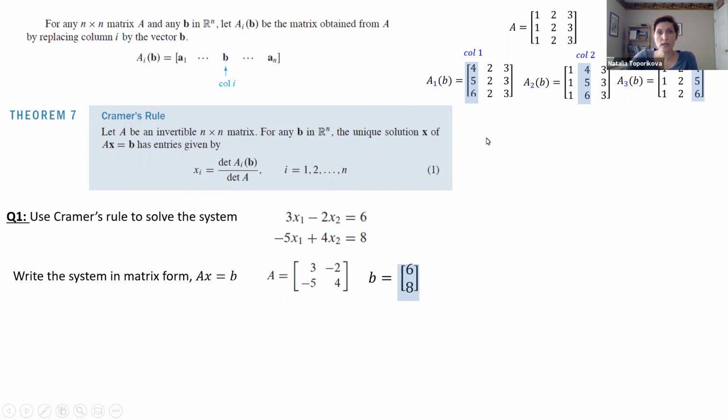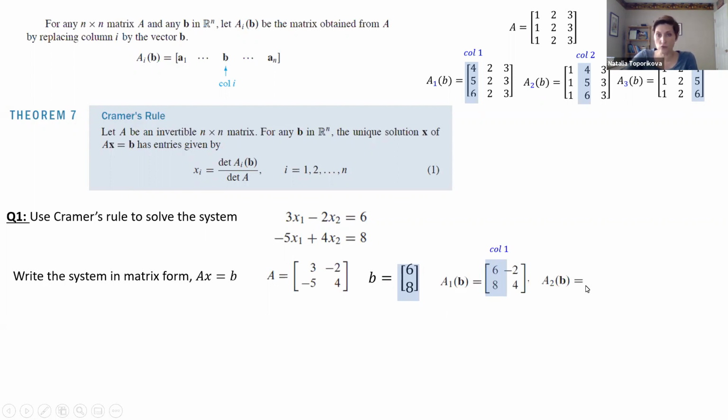Okay, so let's make these substitution matrices, A_i of B. Let's start with the first. We only have 2 columns here, so that's only 2 matrices. For our first matrix, A1 of B, we take the first column because our index is equal to 1 and put our vector B there, 6, 8. And our second column is exactly as in the original matrix. Looks straightforward, I hope.